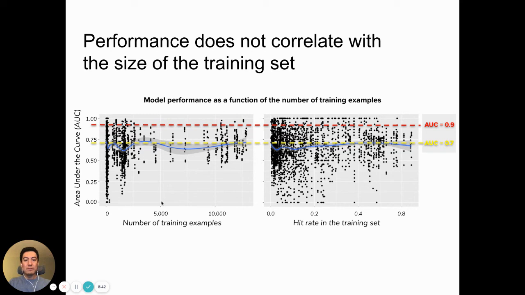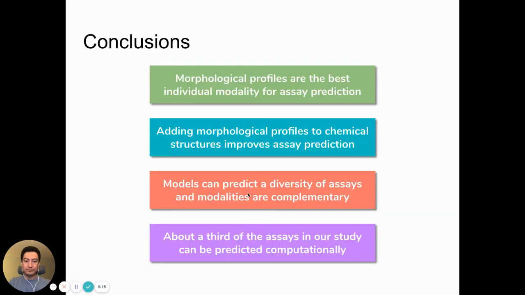And finally, the performance of predictors does not correlate with the size of the training set in our experiments. Here, each point is an assay predictor, and the x-axis shows the number of training examples, while the y-axis shows accuracy. High accuracy can be reached with a few training examples, and having lots of training examples sometimes cannot help to obtain higher accuracy. We hypothesize that predictability has more to do with the biology and the assay itself.